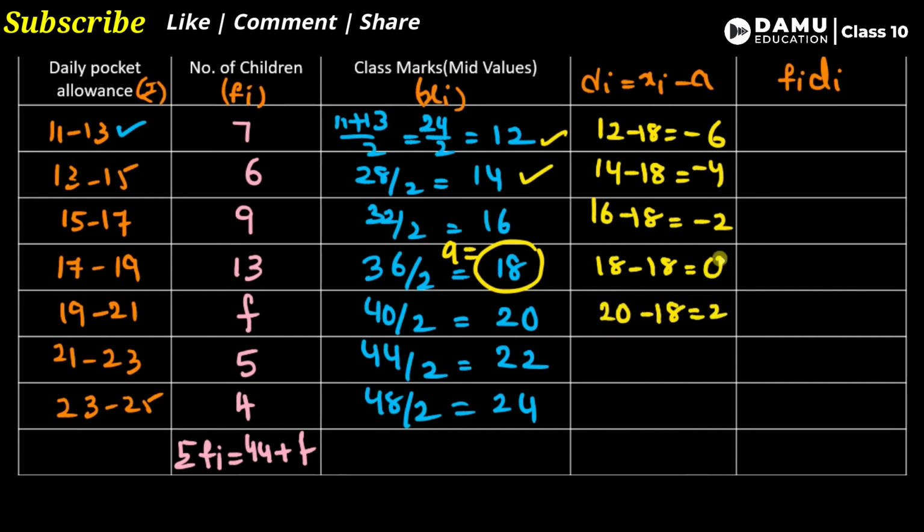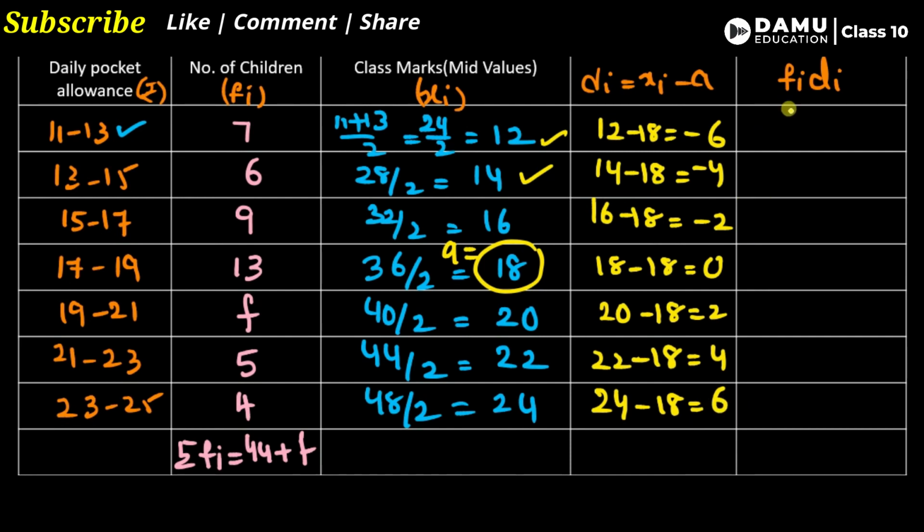So if you see, the deviation values successively increase from left to right. So 22 minus 18 will be equal to 4. Then 24 minus 18 will be equal to 6. Like this we need to find it.